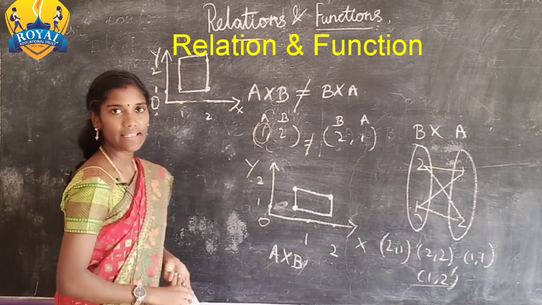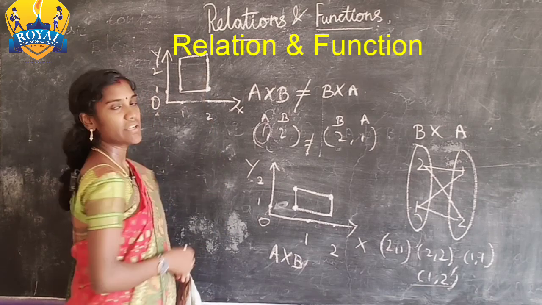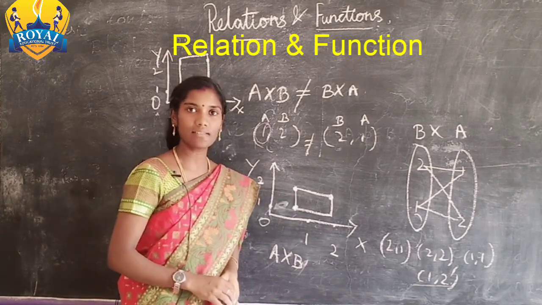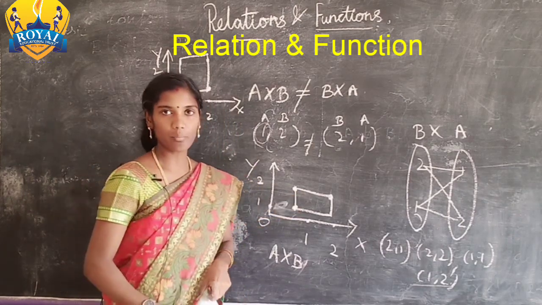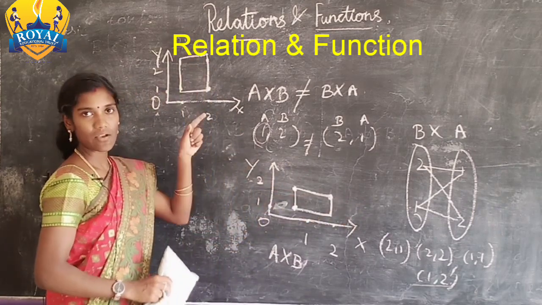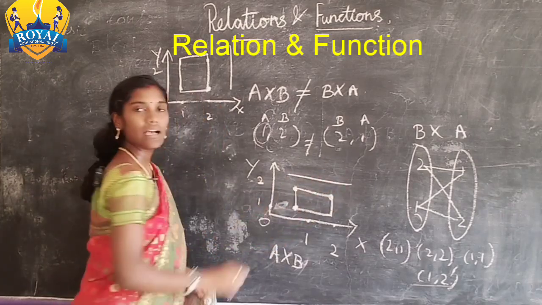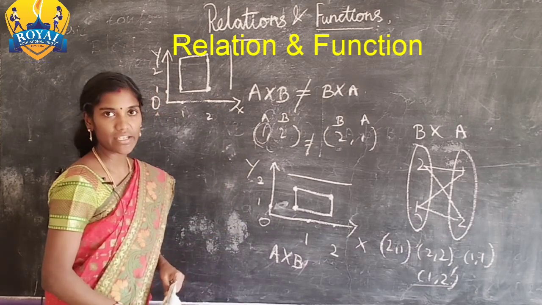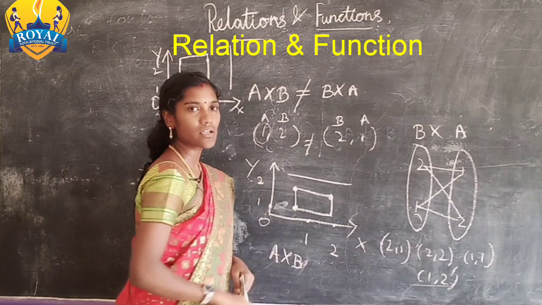Here you see the difference, the same shape. It is also given a rectangle shape, but the sides of the shape are opposite. This is horizontal and this is vertical. It is vertical, it is horizontal. So, from these two figures, A cross B is not equal to B cross A.